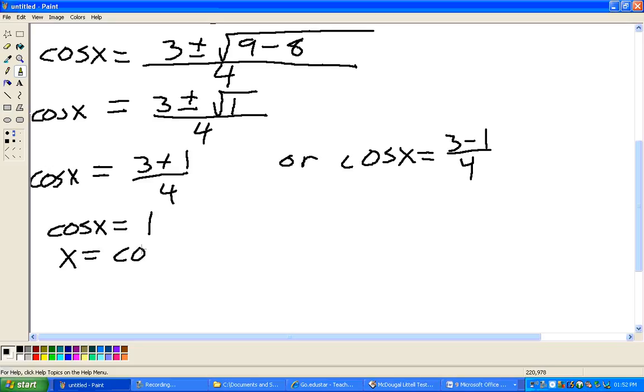X equals the inverse cosine of 1. When you do that, you will get 0 degrees. Now, when you find the other cosine, you always take the opposite of it, so the other answer would be a -0. That really tells you that there's only one place in the unit circle where the cosine is 1. So this is just a single answer, 0 degrees.